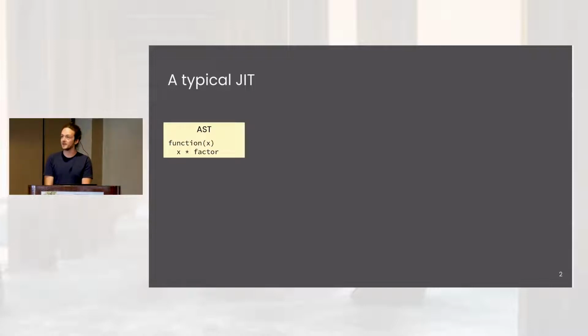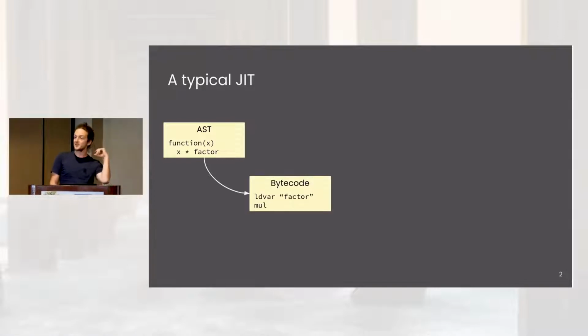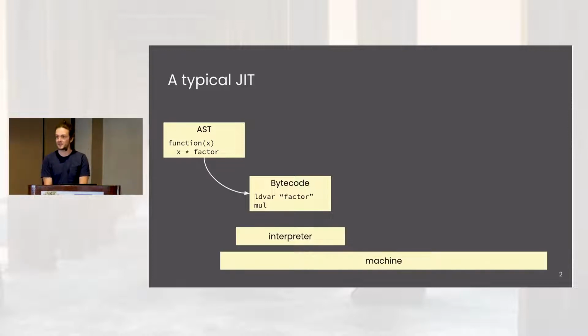So here's a bit of code that our user wants to run. It's a function that takes an argument, scales it by a factor. So first thing we do in this prototypical JIT compiler is we take that code and compile it to bytecode. And we have an interpreter that executes this code for us. So now we're running that code a lot and spending a lot of time interpreting that very generic function.